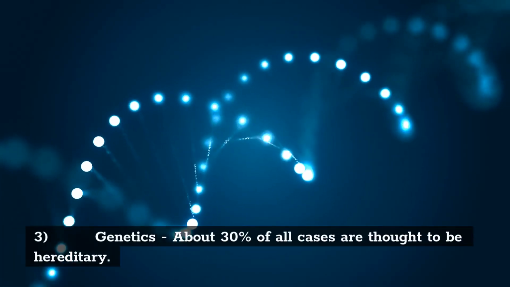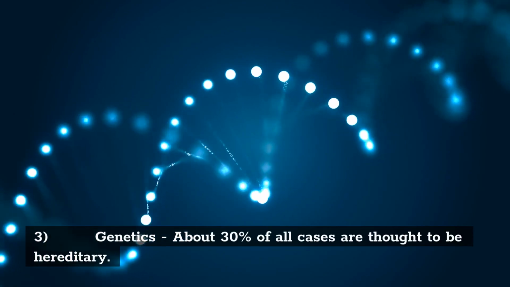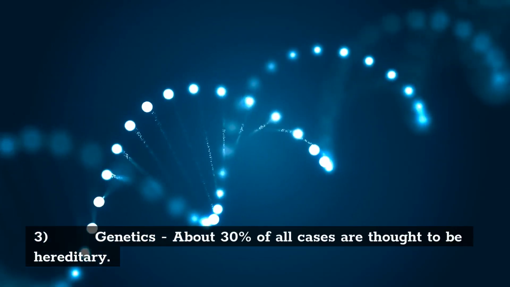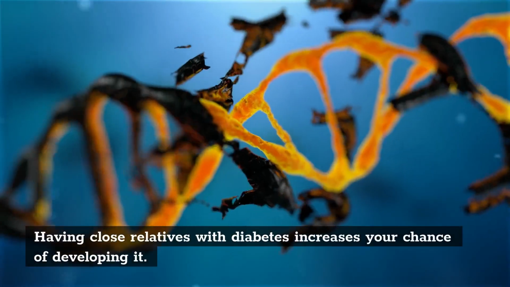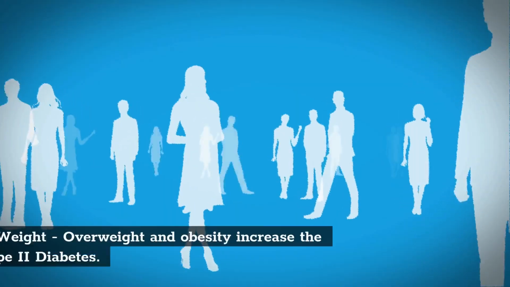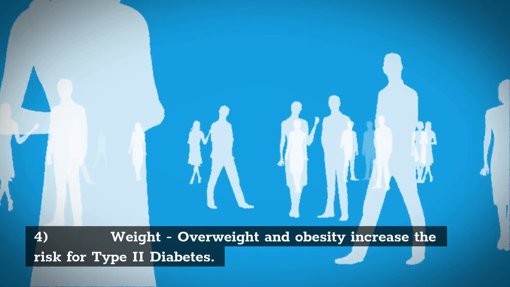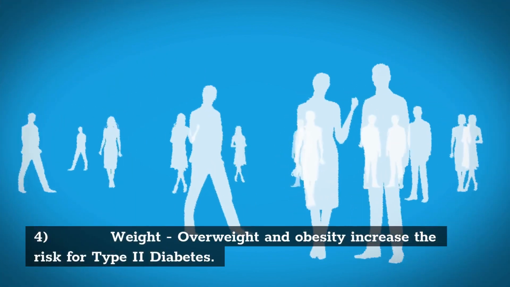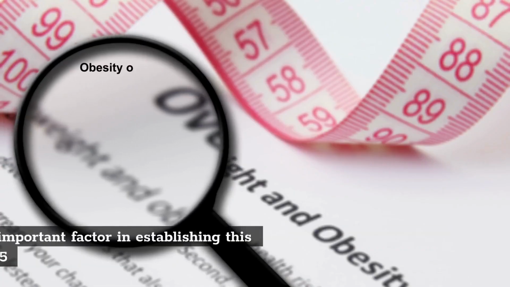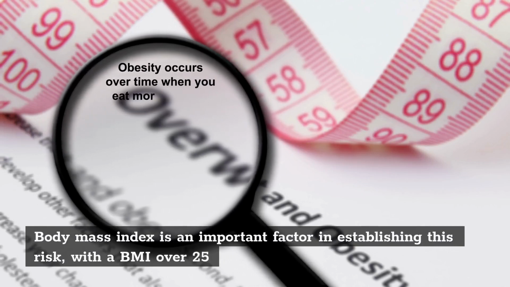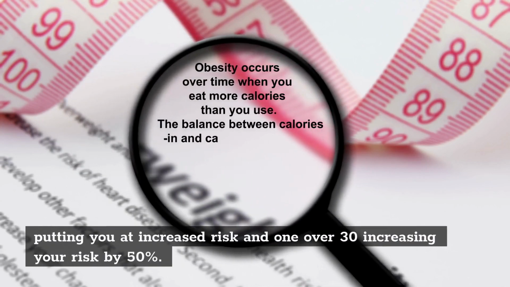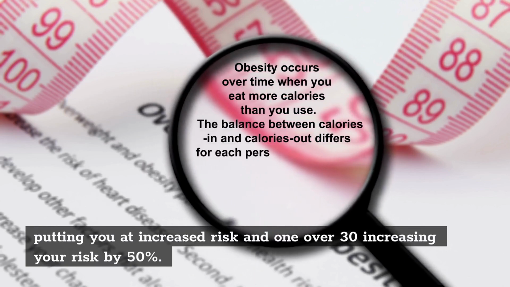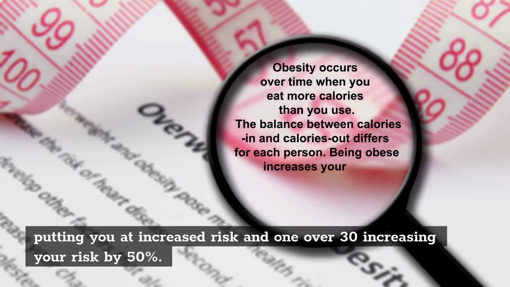3. Genetics. About 30% of all cases are thought to be hereditary. Having close relatives with diabetes increases your chance of developing it. 4. Weight. Overweight and obesity increase the risk for type 2 diabetes. Body mass index is an important factor in establishing this risk, with a BMI over 25 putting you at increased risk and one over 30 increasing your risk by 50%.